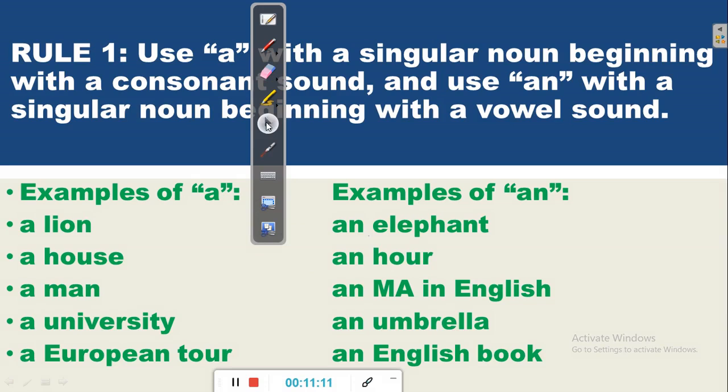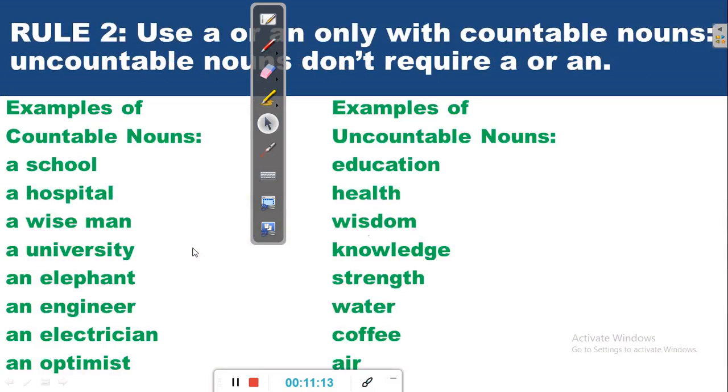So let's proceed. Let's move on to rule 2.